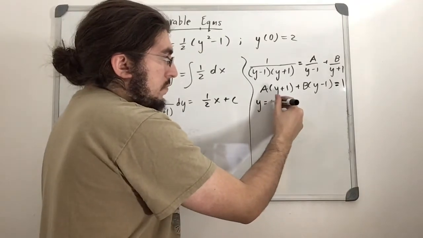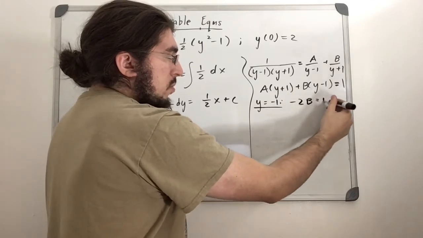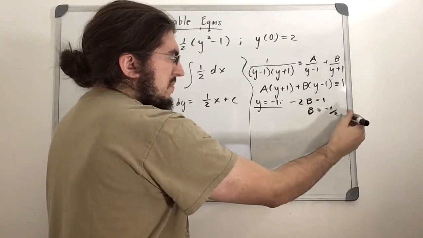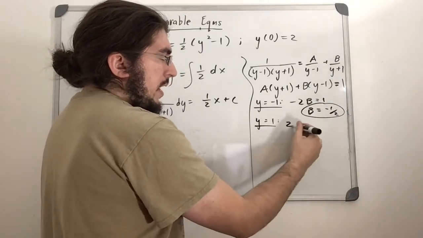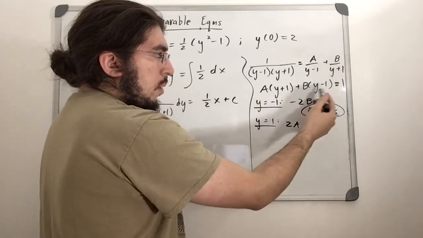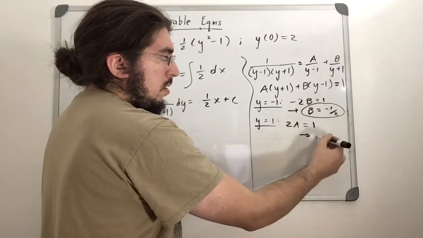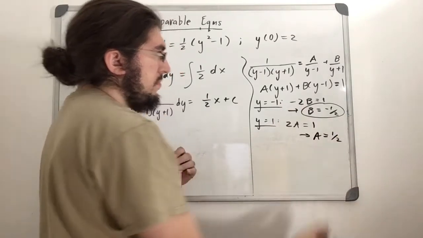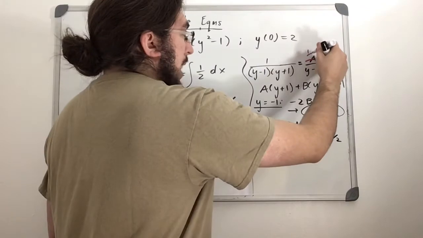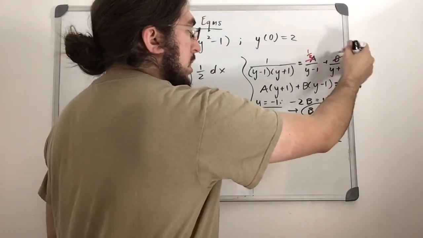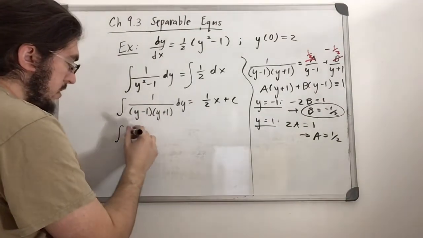If we plug in y equals, I guess, negative 1, that goes to 0, so we'll get in total negative 2b is equal to 1, so that means b is negative 1/2. If we let y equal positive 1, then this will be 2a for the first term, but 1 minus 1 is 0, so the second term goes away. So that's equal to 1. So all in all, we get a is equal to positive 1/2. So yeah, that means we can write this as 1/2 over y minus 1, and I guess negative 1/2 over y plus 1. So let's do that here.